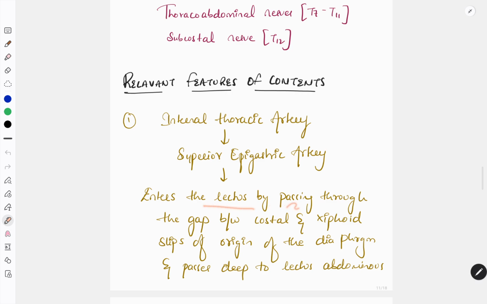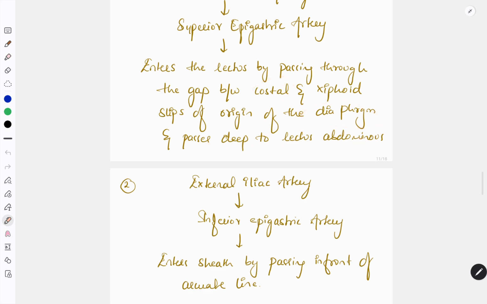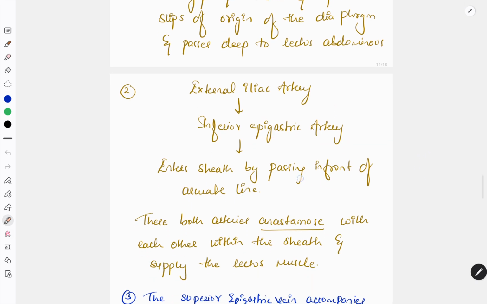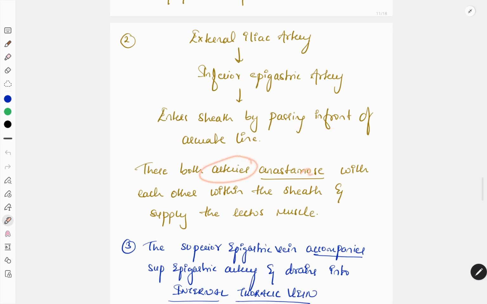So it enters the rectus sheath by passing through the gap between the costal and xiphoid slips of origin of the diaphragm, and passes deep to the rectus abdominis. The next artery we have is the inferior epigastric artery. It is a branch of the external iliac artery, okay? And it enters the sheath by passing in front of the arcuate line. So both these arteries anastomose with each other within the sheath and supply the rectus muscle.